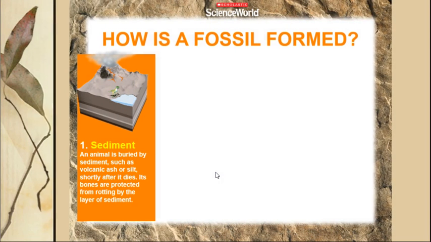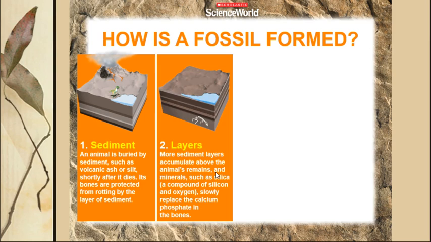In a nutshell, really quickly: sediment. The animal dies, or the plant dies, whatever. It's buried by some sort of fine sediment, volcanic ash, silt in water, and that protects whatever it is from rotting. Then layers build up on top of that, so sediment accumulates and it pushes down. Over time, silica or something like that replaces the calcium phosphate in the bones, and they become minerals, right? So they become rocks for all practical purposes. And that pressure of the layers on top really helps with that.